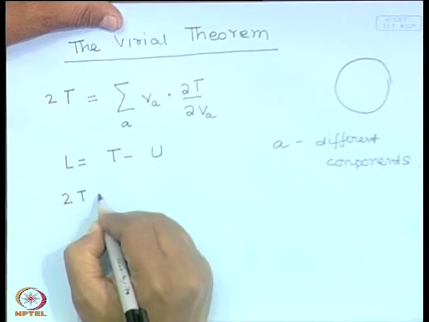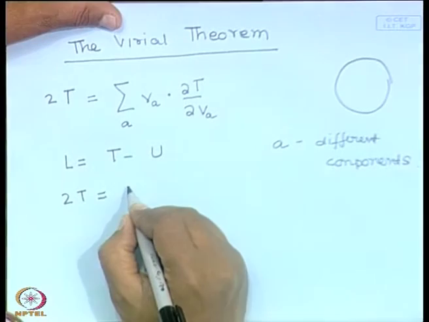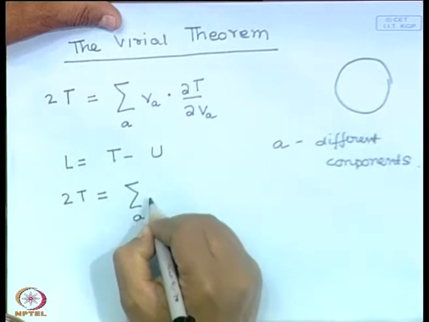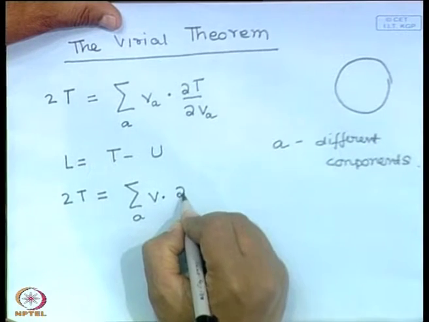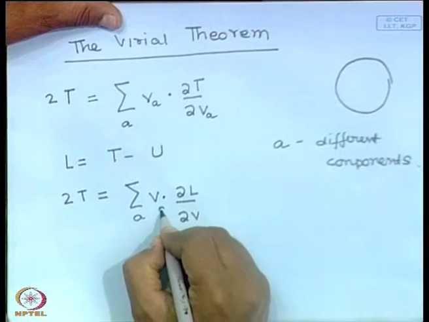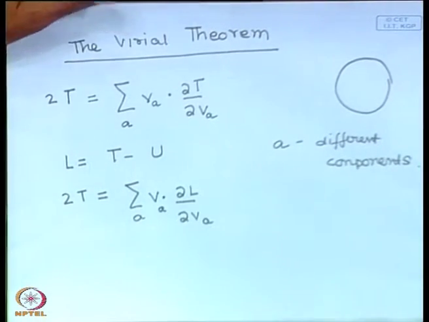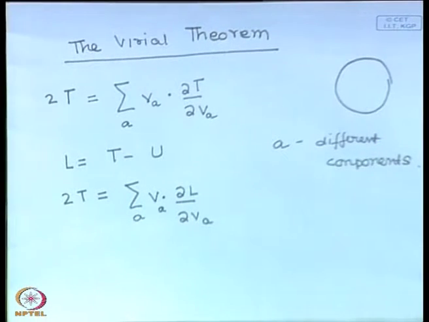as 2T is equal to the sum over A of v dot del L by del v. And u is the potential between the different particles in my system, or it may be an external potential. Okay.